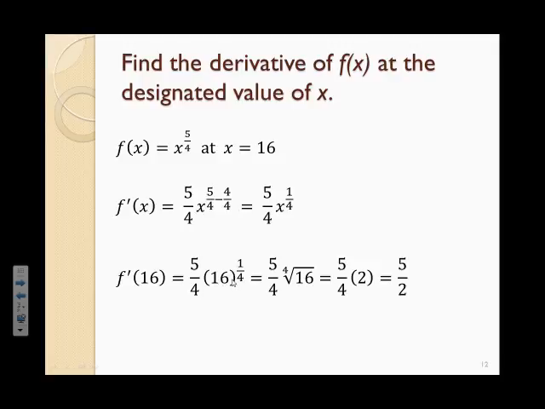Well, 16 to the 1/4 power, the numerator stays with the 16, so it's 16 to the first power. The denominator is the 4, so it's the fourth root. So 5/4 times the fourth root of 16. Well, we know that 2 times itself 4 times is 16, so it becomes 5/4 times 2, which of course is 5/2. So again, simply taking the power rule that we just learned and then doing something that we know how to do, putting a value in for x for a function, in this case, the derivative function.